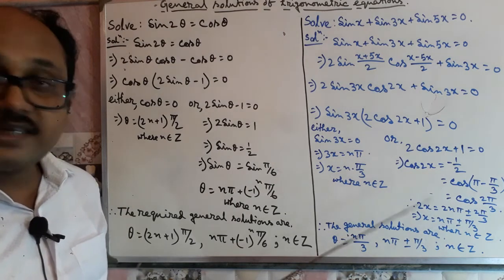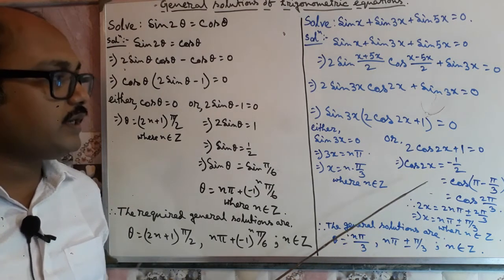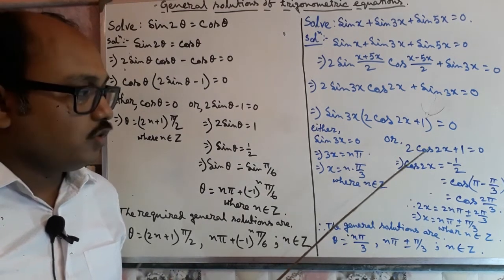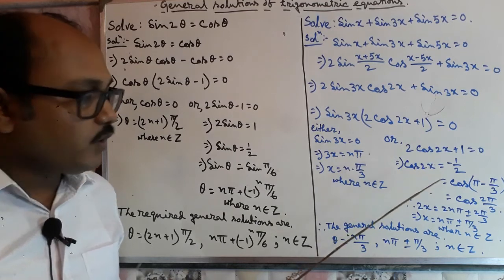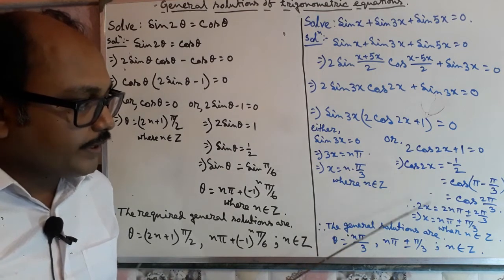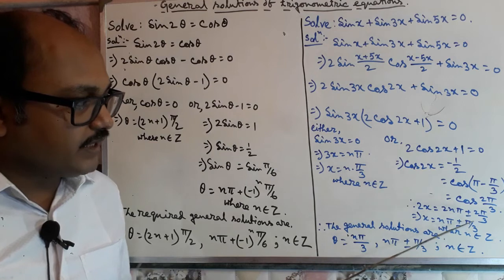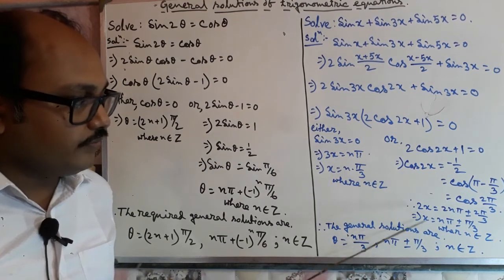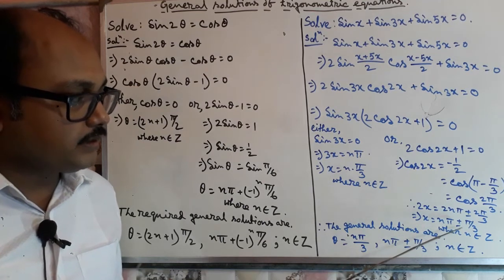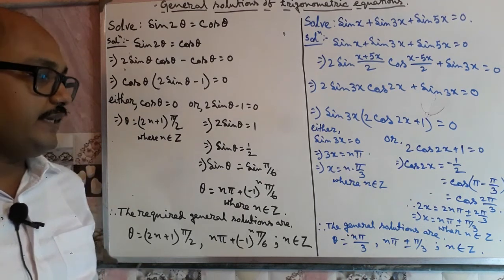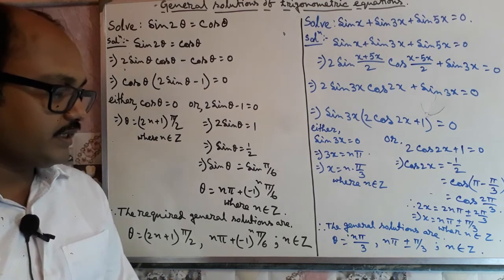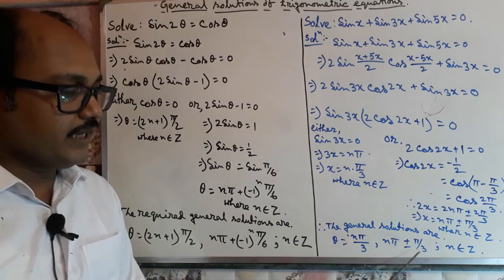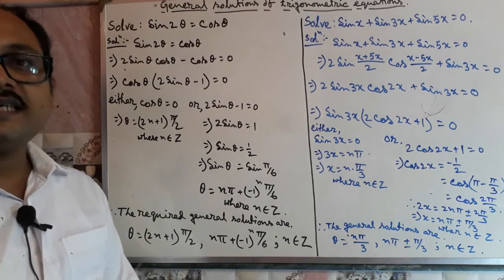So ultimately the formula of general solution: if cos x equal to cos theta, then x is equal to 2n pi plus minus theta. So from that 2x is equal to 2n pi plus minus 2 pi by 3. Dividing by 2 both sides, we will get x is equal to n pi plus minus pi by 3, where n is any integer. So the general solution is x equal to n pi by 3 and n pi plus minus pi by 3, where n is any integer.